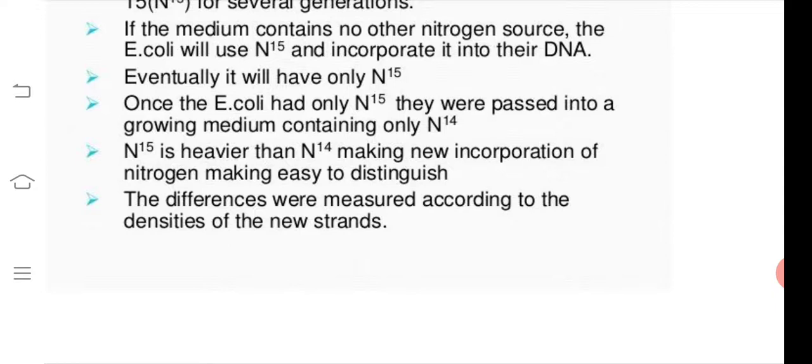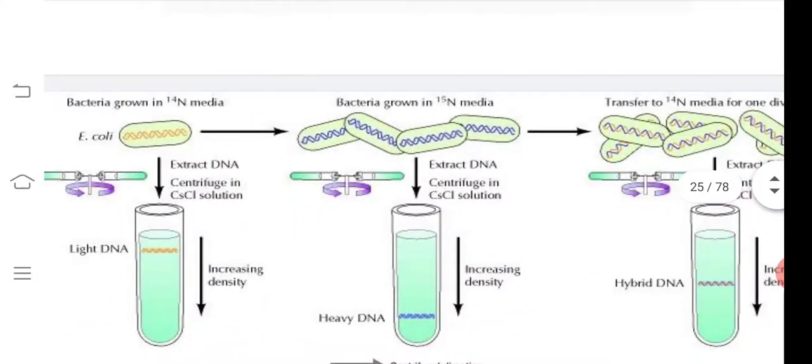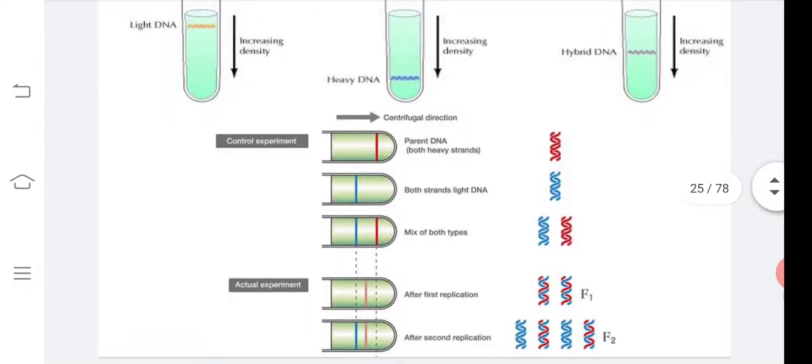If you find one strand having N15, another strand having N14, only semi-conservative model is accepted. If you find both the strands are having N15 and both the strands are having N14, then the conservative model is accepted. If you could find both N14 and N15 in the same strand, then this dispersive model is accepted. Do you follow the purpose of this experiment? Okay. So how it is being done, that is what is said here.